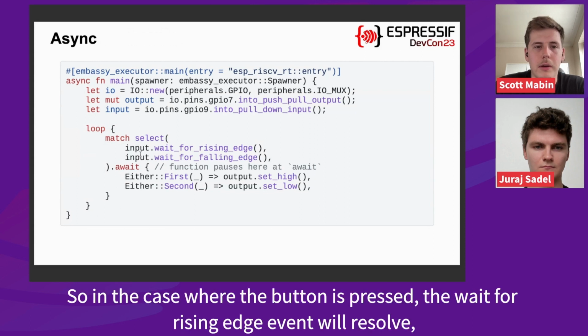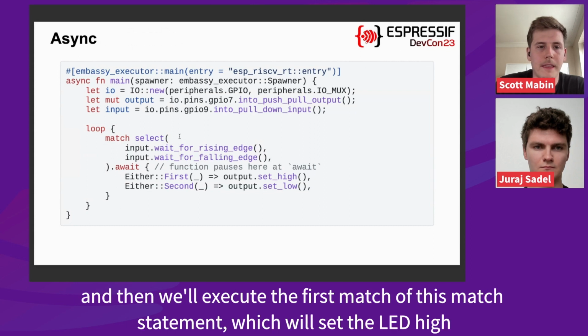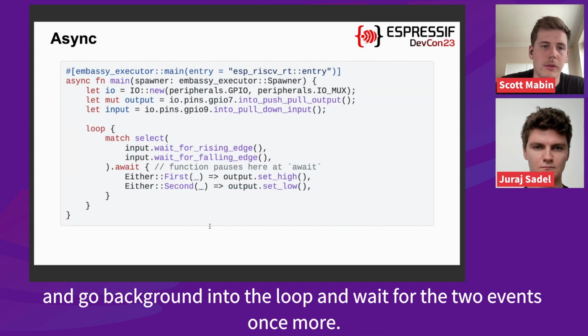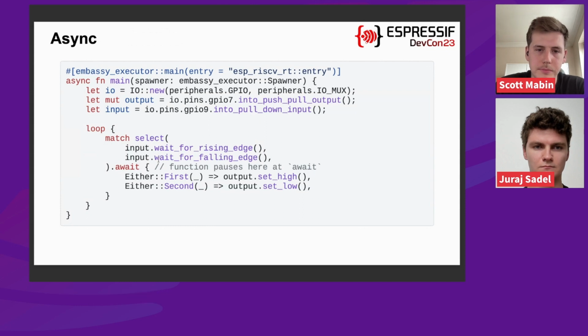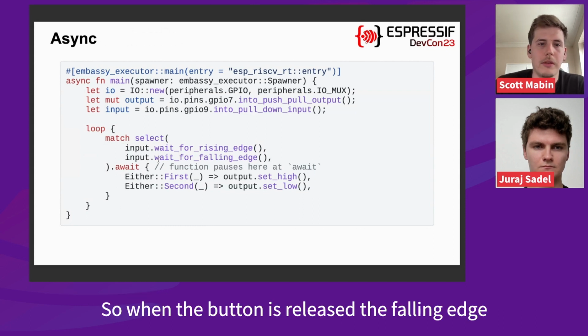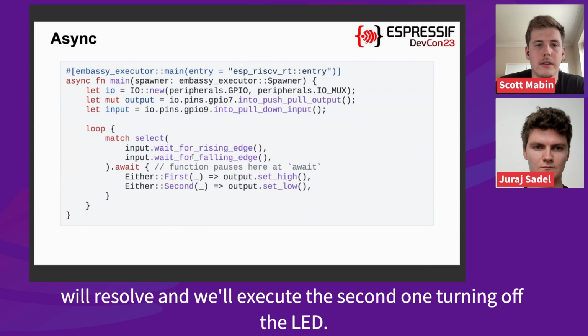So in the case where the button is pressed, the wait for rising edge event will resolve, and then we'll execute the first match arm of this match statement, which will set the LED high. We'll go back into the loop and wait for the 2 events once more. So when the button is released, the falling edge will resolve and we'll execute the second one, turning off the LED.